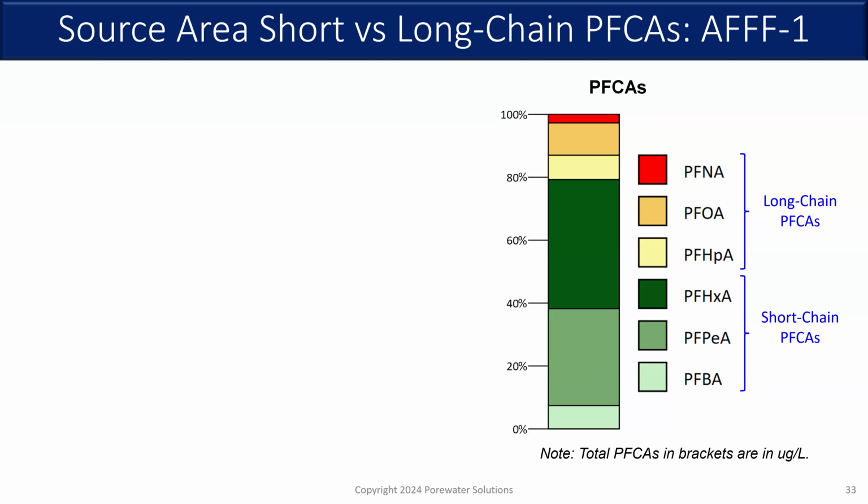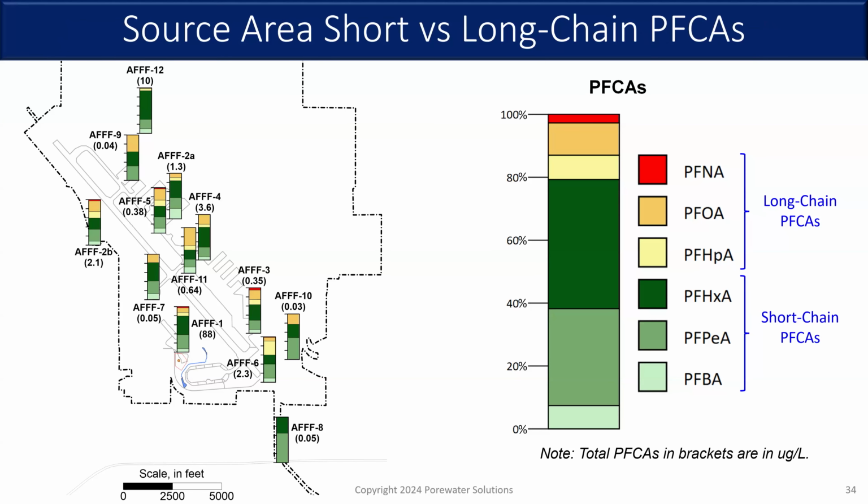But at the current fire training area, some of this contamination that's there probably came from the former fire training area next to it, which has a lot of 6:2 FTS mixed in with 8:2 FTS. But it does start when we put these on a map.